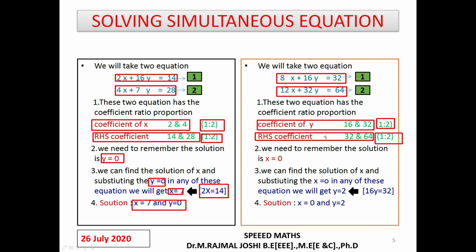Whenever the y coefficient is proportional to the right hand side coefficient, the x solution is definitely 0. When x is equal to 0, we make use of this in one of the two equations. In the first equation itself, 8 into 0 plus 16y is equal to 32. 8 into 0 becomes 0, so the remaining is 16y is equal to 32. From this we can find the solution of y, which is 2.